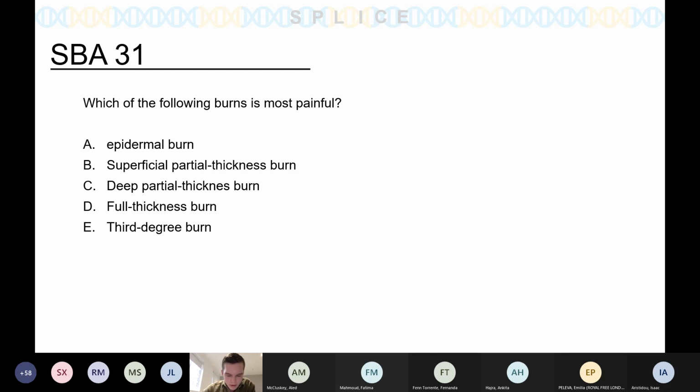This isn't a super important point in the sense that I don't think you get this SBA, but I just included it for the sake of interest.